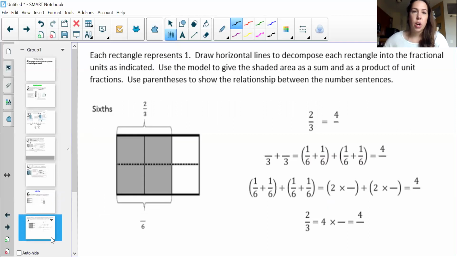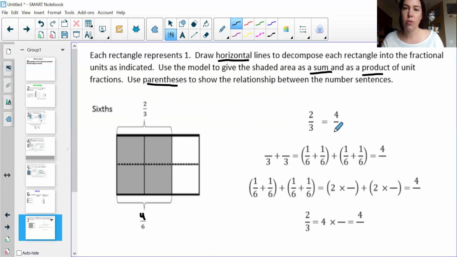So here we're starting, the directions are the same. Each rectangle shows one whole. We're drawing horizontal lines to decompose it into the fractions that are shown. And then we're going to do the sum and product of unit fractions. So that's an addition sentence and a multiplication sentence. And we're going to do the parentheses this time. So now we started with 2/3 and then it was decomposed. So now you can look at what's shaded. There are 4/6. So here we're showing that 2/3 is equal to 4/6.